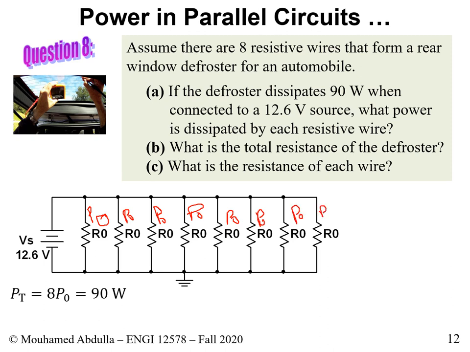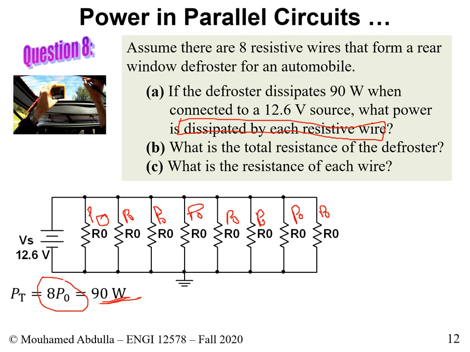So how many of these P0s do we have? We have 1, 2, 3, 4, 5, 6, 7, 8 of them, and that's where this 8 P0 comes from. So this 90 watts is equal to 8 times P0. This is the information that we got so far, and we are looking for the power dissipated by each resistor. In other words, what is P0?